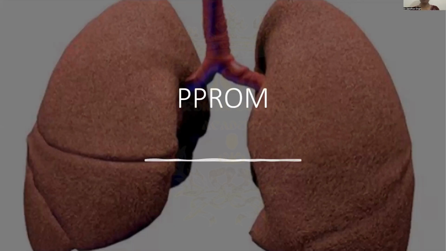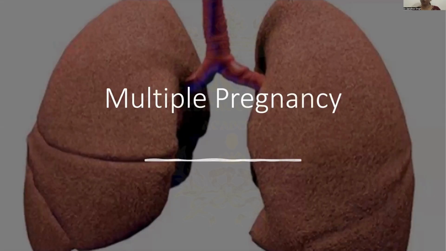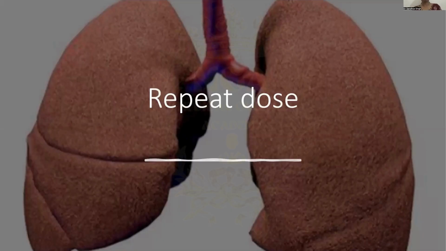In preterm pre-labor rupture of membrane, if the patient doesn't have sepsis and patient is preterm, antenatal corticosteroid is recommended. For multiple pregnancy, if you talk about, dose is same. It is not like there are 2 fetuses or 3 fetuses, so dose of steroid should increase. No. The dose of steroids is same, 24 milligram.